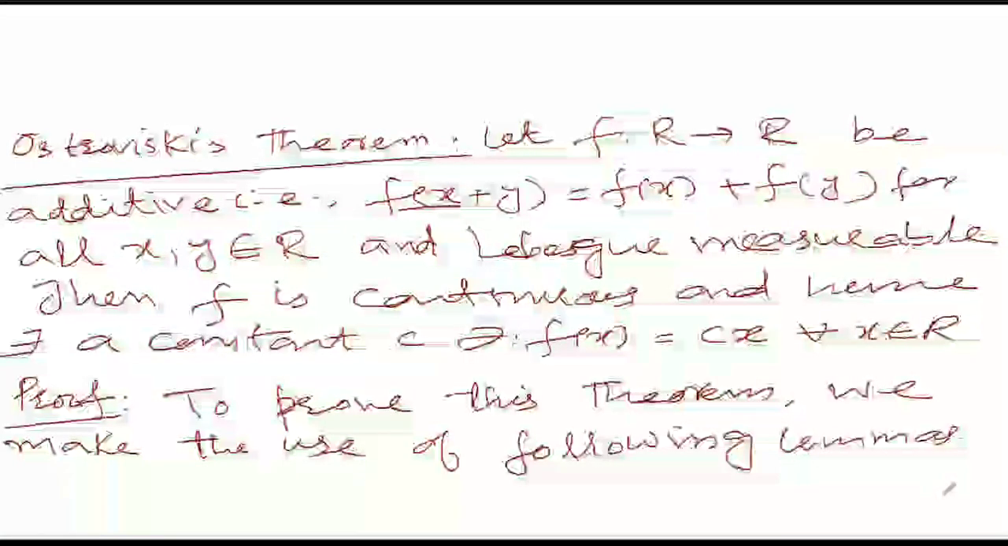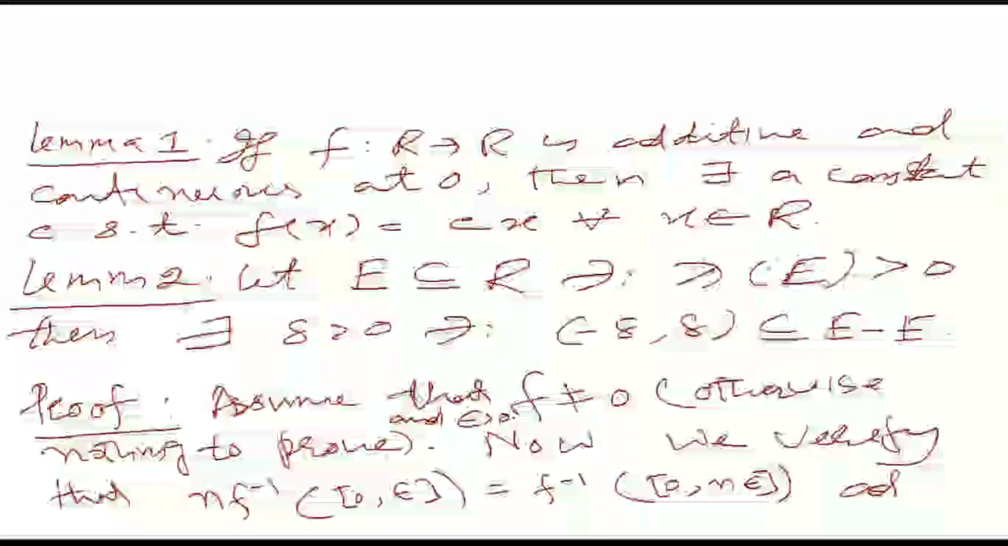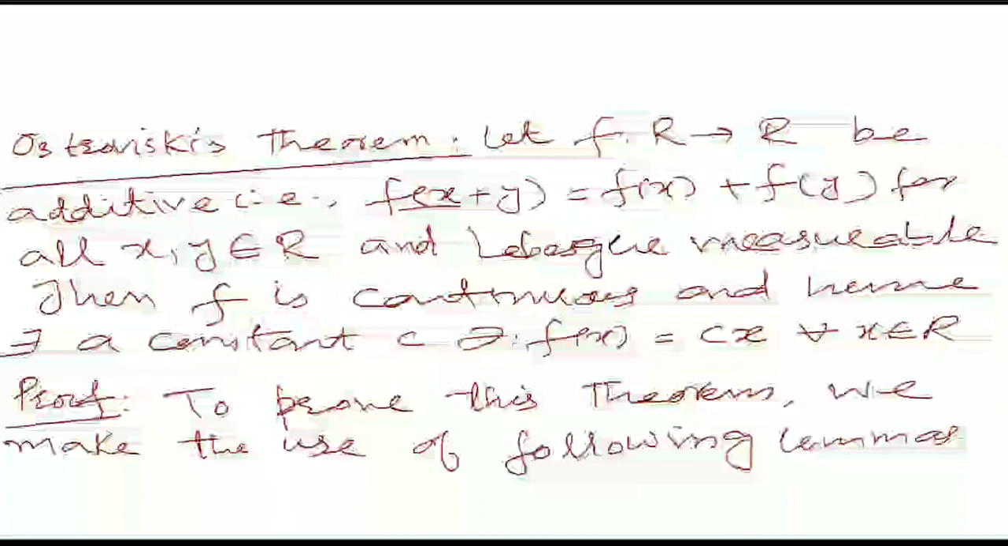Now by lemma 1, whenever f is continuous and additive, you can see the lemma 1 here. What's lemma 1? So actually you have to show that this f is continuous. What's the statement of the theorem? Actually, f is an additive function and it's measurable. Then you have to show that this f is continuous, which we have proved, and hence there is a constant c, and this part follows from this lemma.